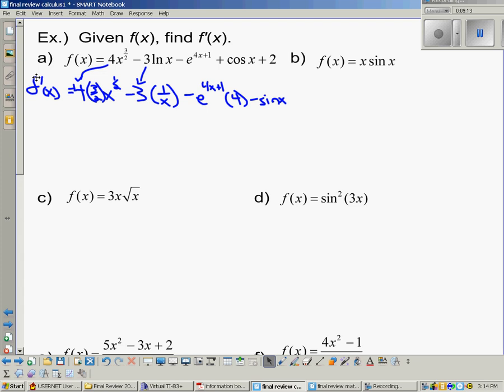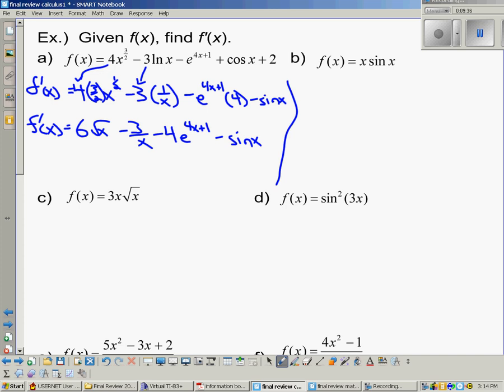Okay, let's make this look a little bit prettier. Put together any coefficients we have. 4 times 3 over 2 is just 6. X to the half, you could write it as root x. Minus 3 over x. Minus, this would look nicer as 4 e to the 4x plus 1, minus sine x. So that's just getting us started on some function that has a bunch of different parts to it. Okay, we've got most of our basic rules dealt with in there.